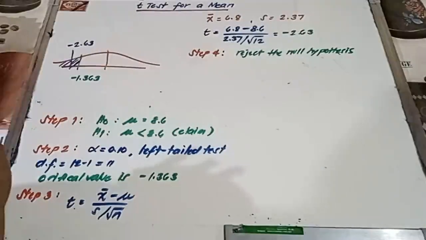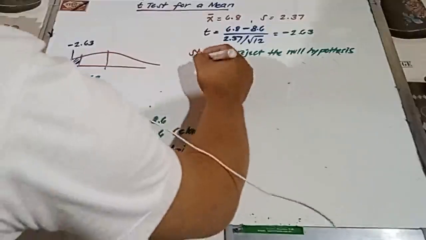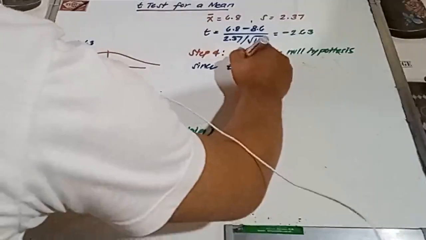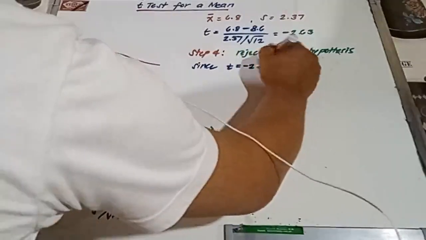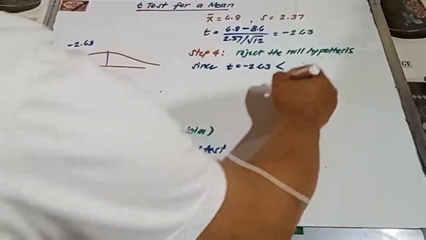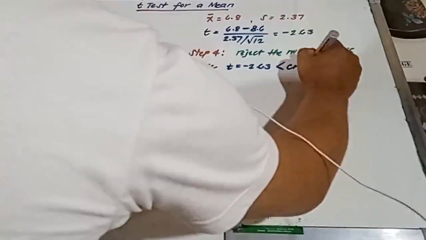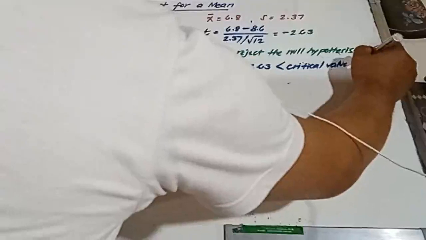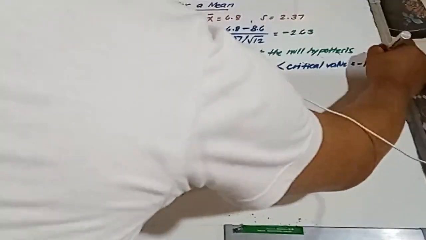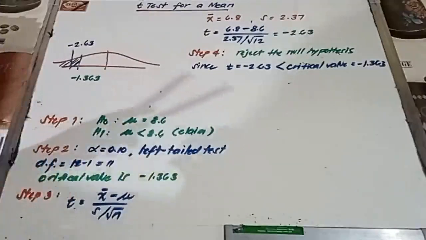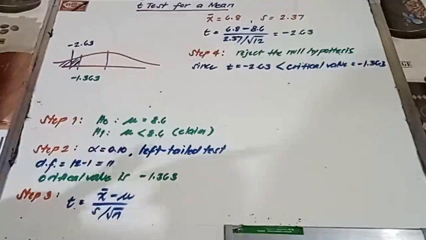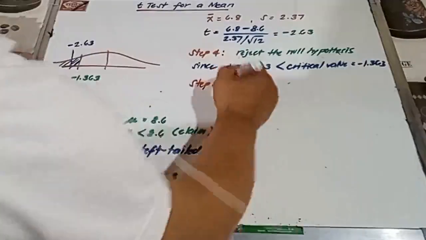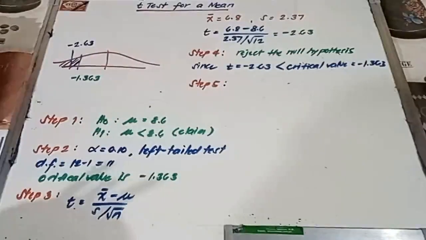Okay? So, since the computed value, which is negative 2.63, is less than our critical value, which is equal to negative 1.363. Therefore, we reject the null hypothesis. And for our step number 5, we're going to summarize our result. And that is our conclusion.